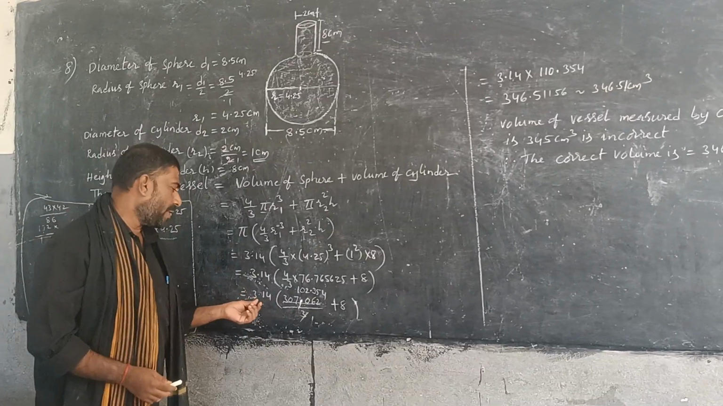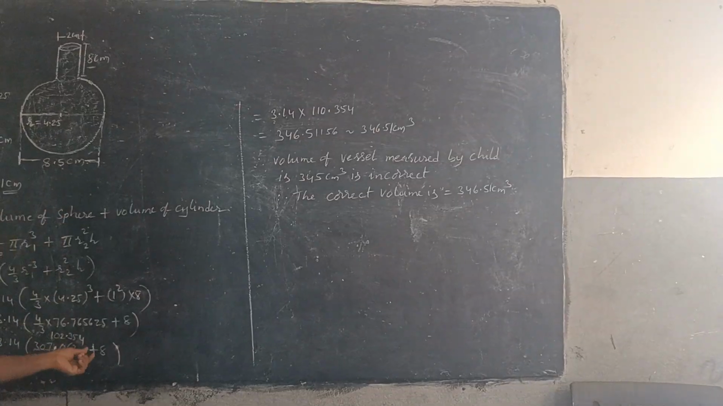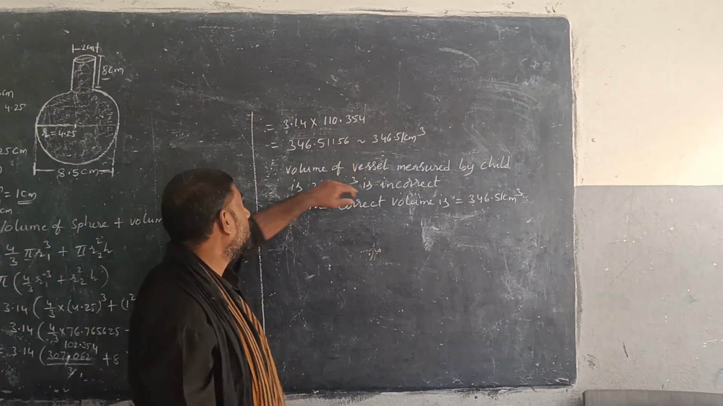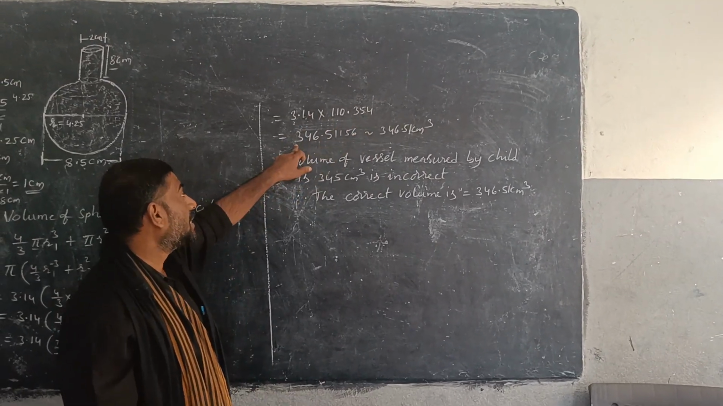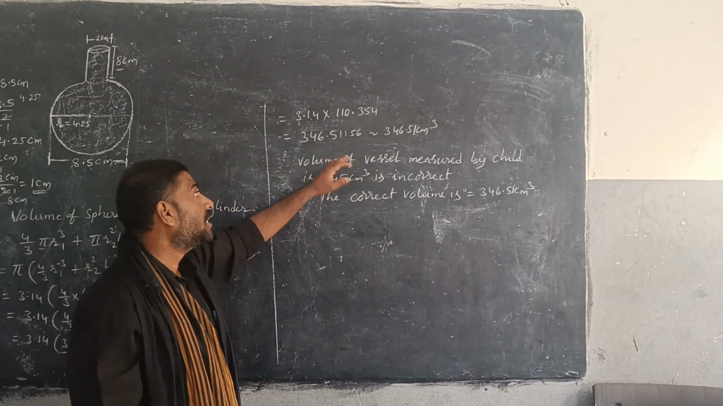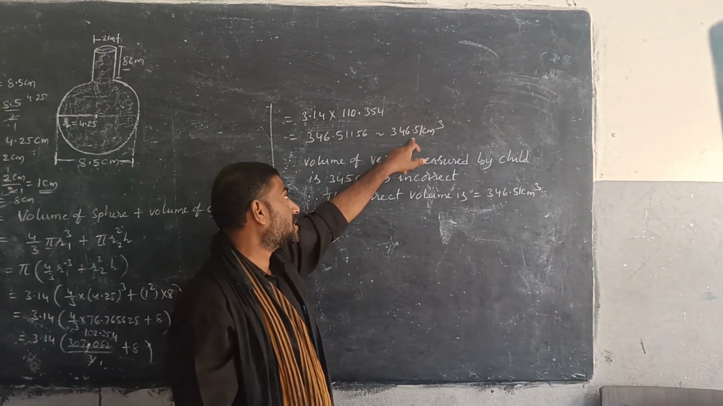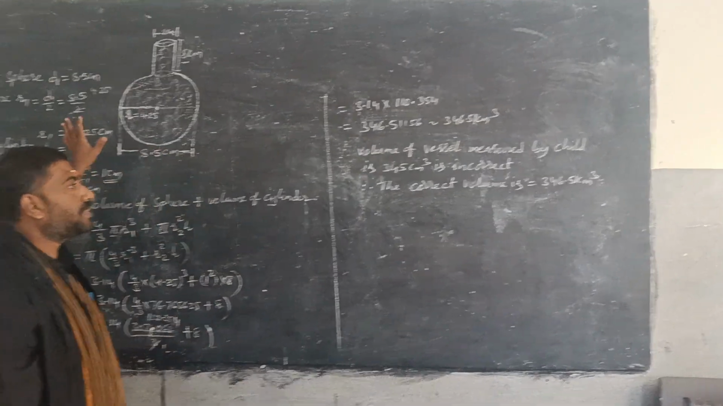So 3.14 into this value, we should calculate, getting 110.354. Now when we multiply this value, we get 346.51156 centimeter cube. So approximately 346.51 centimeter cube we get. So this is the volume of the vessel.